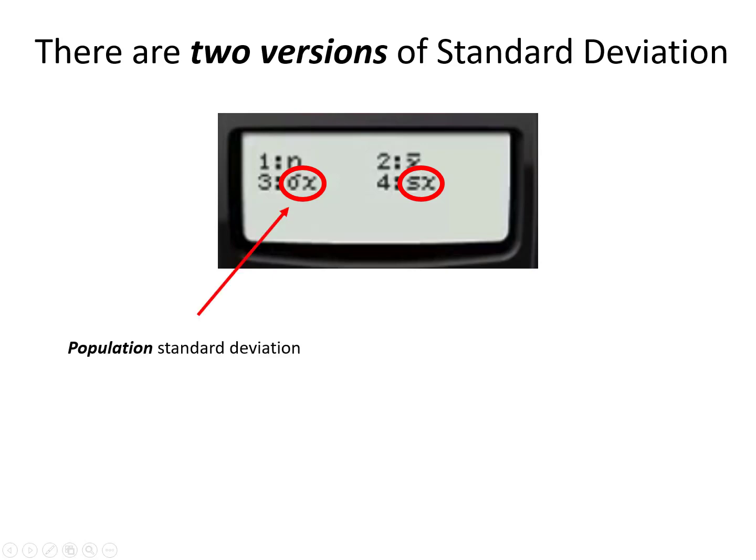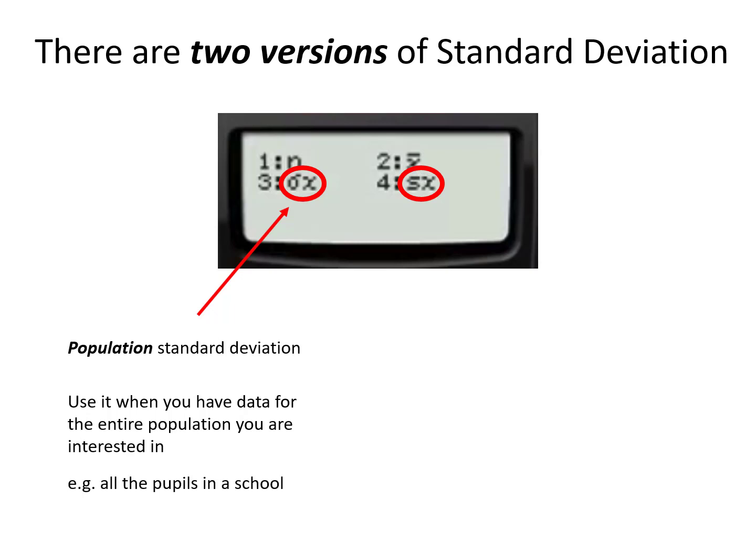Now, this one on the left, the one that I've actually told you how to use, this one is called the population standard deviation. And this is the one you use when you've got the data for the entire population in which you're interested. It's possible that if you want to investigate examination results in a school, your population is the school. Therefore, you could conceivably have all the data for that population.